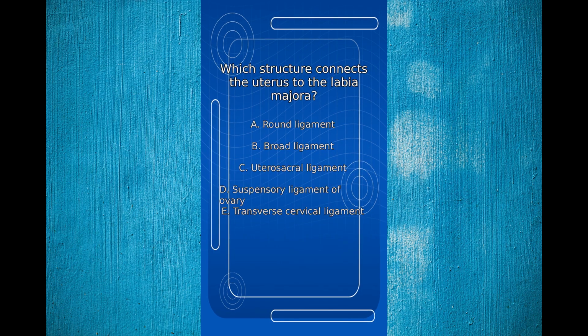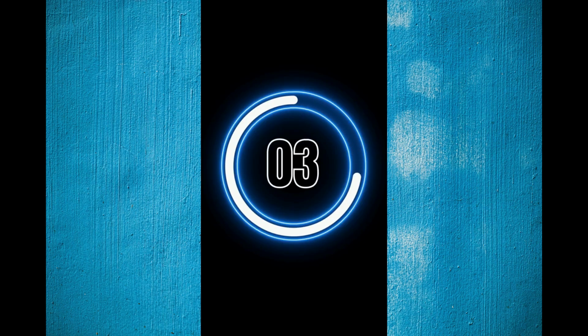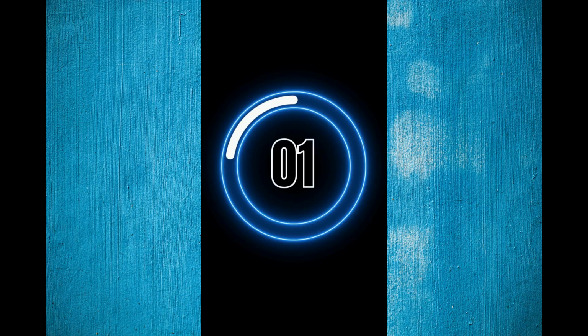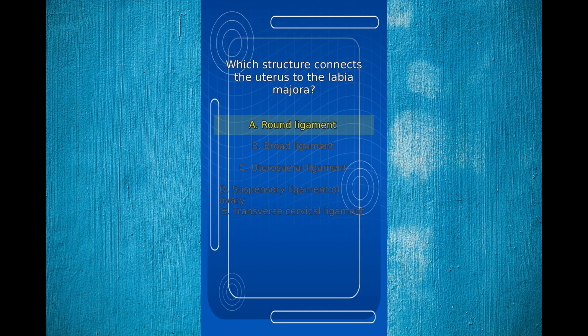the uterus to the labia majora? The correct answer is A. Round ligament. The round ligament passes through the inguinal canal to connect the uterus to the labia majora.